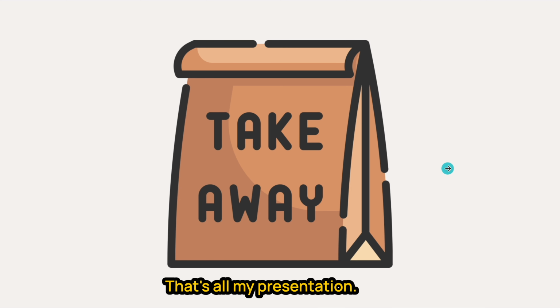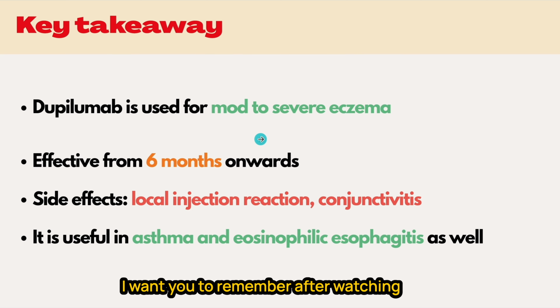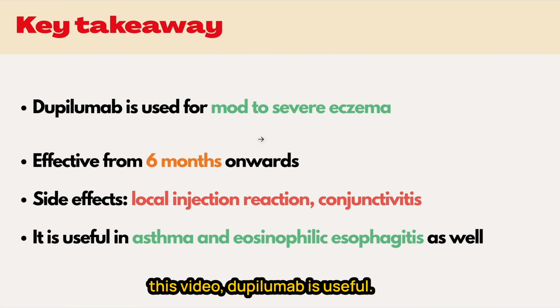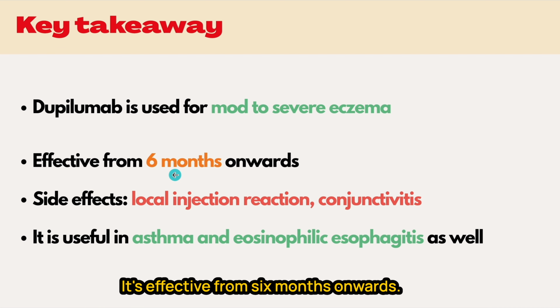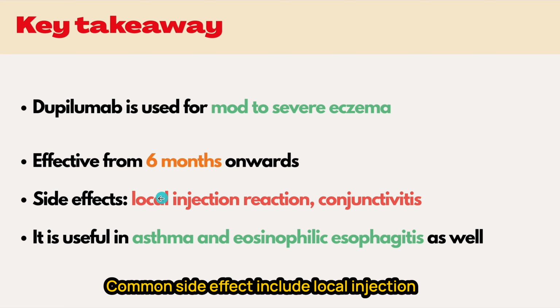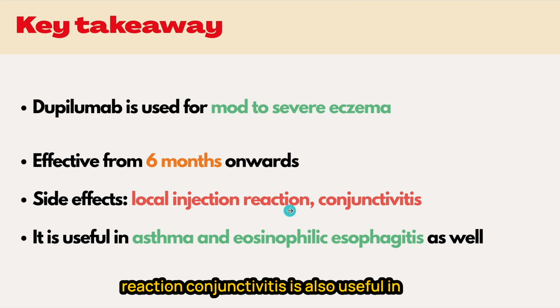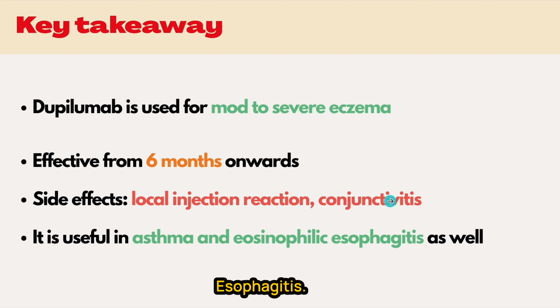That's all my presentation. There are a few key takeaways I want you to remember after watching this video. Dupilumab is a useful drug, can be used in moderate to severe eczema. It's effective from 6 months onwards. Common side effects include local injection reaction and conjunctivitis. It is also useful in those with severe asthma and eosinophilic esophagitis.